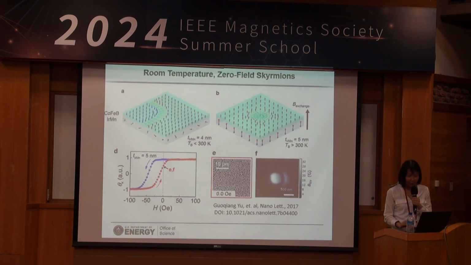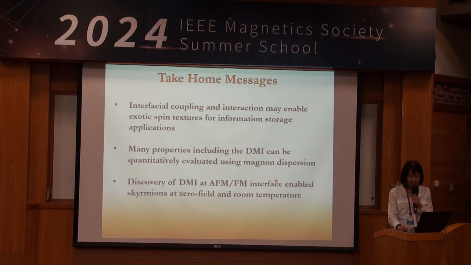Anyhow, so this is a collaboration where we were able to characterize the DMI, and then we were able to collaborate with the neutron scattering group that really tried to measure the texture of that spin texture. So the take-home message for this part: we really need to understand interfacial interactions. They're critical for designing exotic spin textures, skyrmions in this particular case.